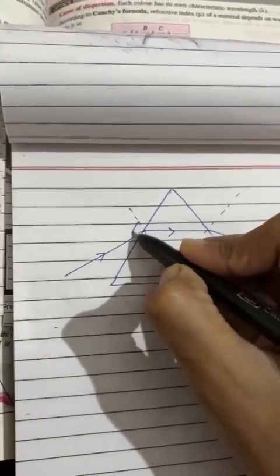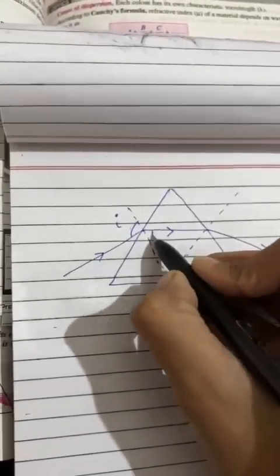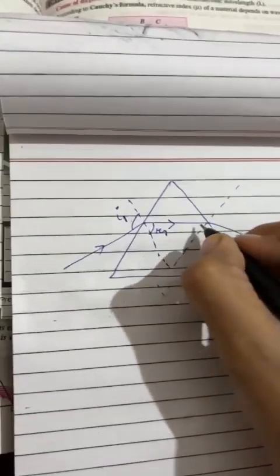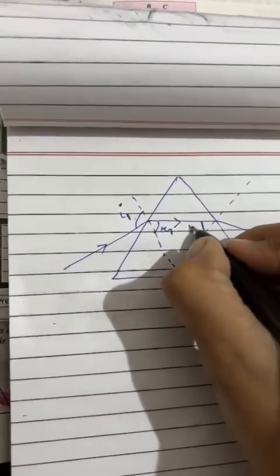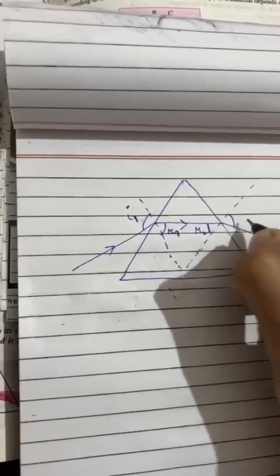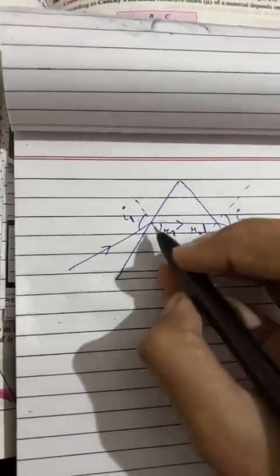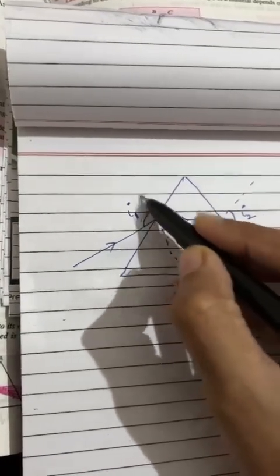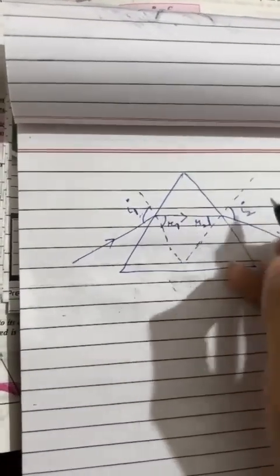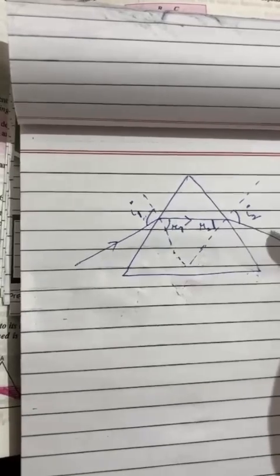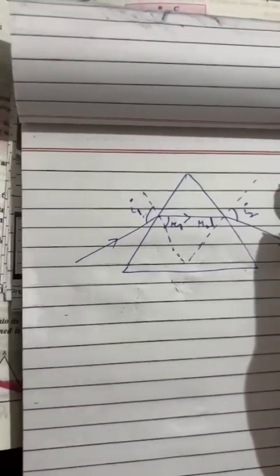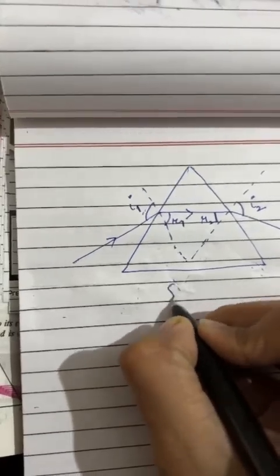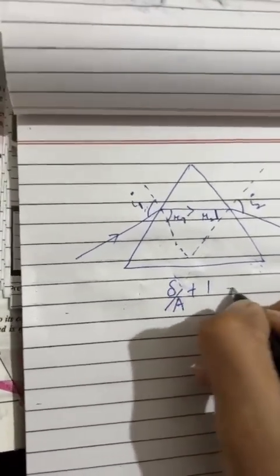Then we will mark the incidence angle and the refracted angle R1. So this is the incidence angle I1, this is R2, and this is I2. Basically, the incidence angle is the angle formed between the normal and the incident ray. So I2 basically is for the emergent ray. Fine. So we have to prove this: (delta + A) / A is equal to mu.